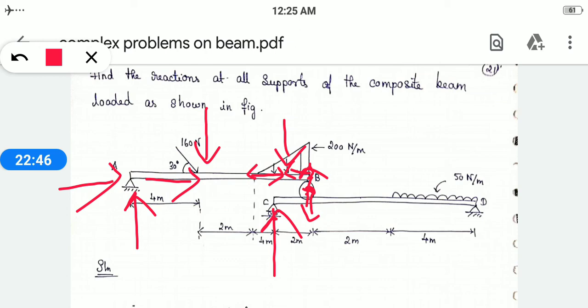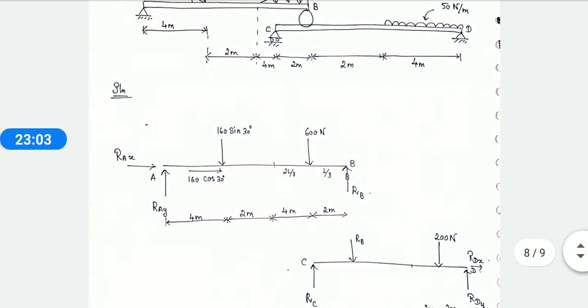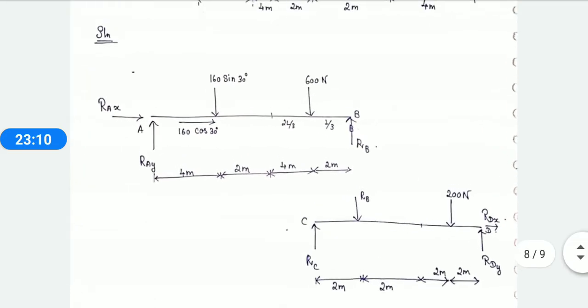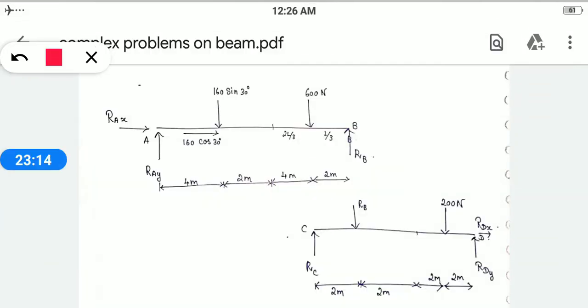This is your UDL. To convert the UDL into point load, what is the formula? W into L acts at a distance of L by 2 and L by 2. This is your normal condition. So after this, you can mark your free body diagram. Then you have to further follow the same steps. Here we had mentioned this RB. Why? Because it is your roller support over here.